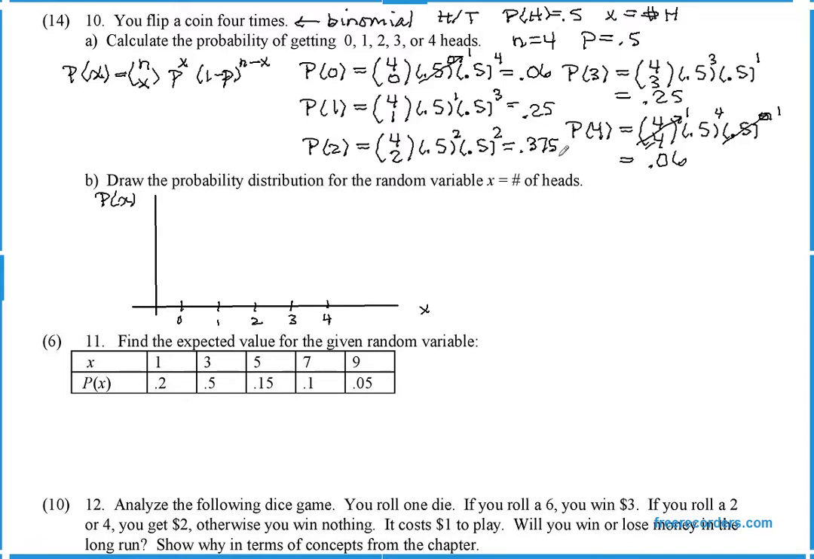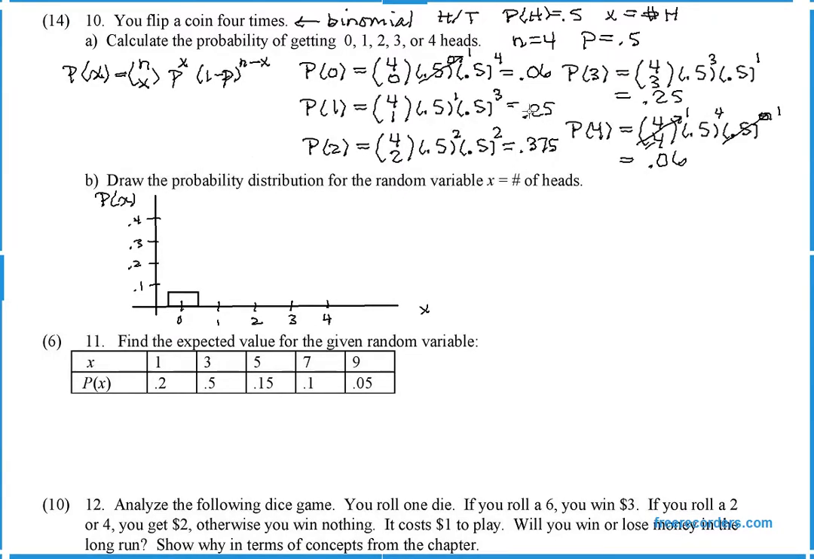Now our highest probability goes up to 0.375. So why don't we go ahead and label this in tenths here. So 0.1, 0.2, 0.3, and 0.4. And now we just draw bars at the appropriate height. So probability of 0 was 0.06. So we do a bar of height 0.06. So that would be about right here, a little more than halfway to 0.1.